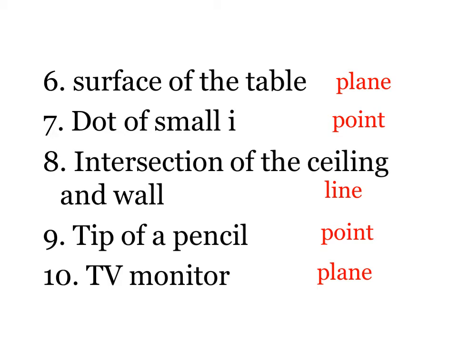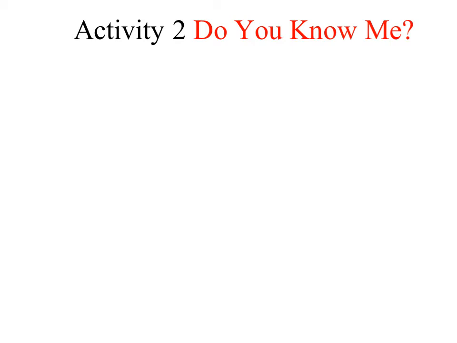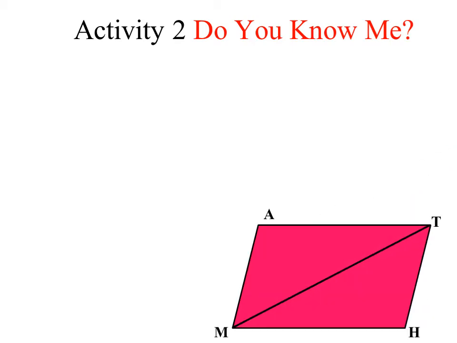This time, we will also take up activity 2. Activity 2 is entitled, Do You Know Me? Okay. So what can you see there? It's a plane. And how do you name the plane again? You can name it by the 4 letters on the plane or using 3 letters. Can you use 2 letters? No. Only in the line you will use 2 letters in naming a line, 1 letter for point, and for plane you can use 3 letters or 4 letters.